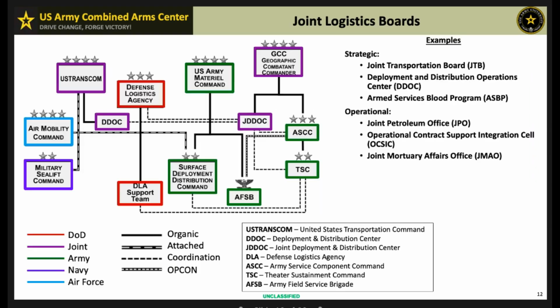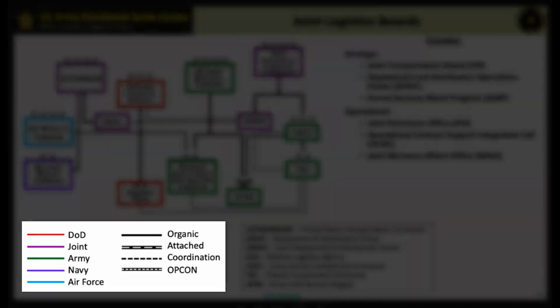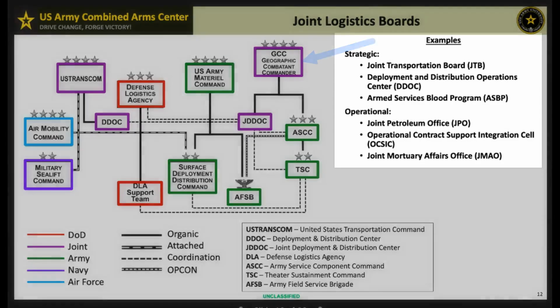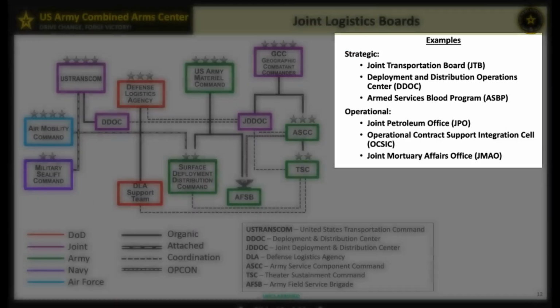This diagram depicts joint logistics boards mentioned on the previous slide and their role in military operations. Look closely at the legend in the lower left-hand corner. Your instructor may explore the relationships portrayed on your screen. The combatant commander may establish various boards, centers, offices, and cells to meet increased logistics requirements and coordinate efforts.